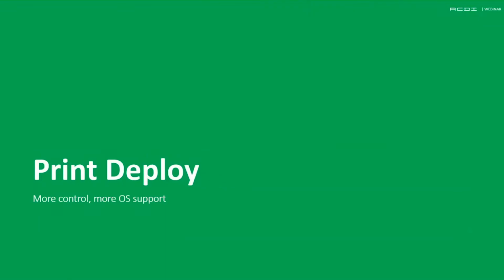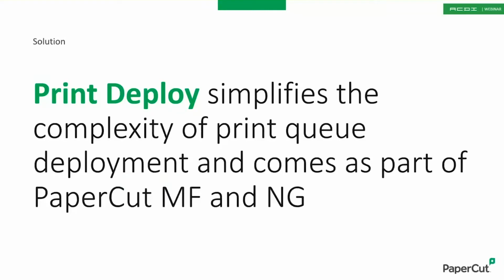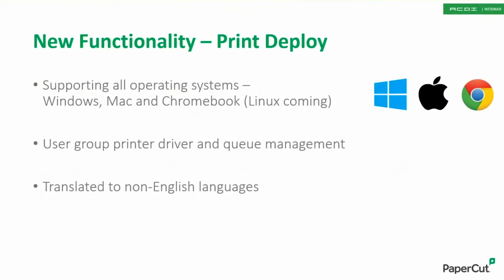Starting with print deploy enhancements with more control and more OS support. We're also finding out that over 1,000 installations are already using print deploy, one of the most used features of PaperCut already. As you know, print deploy simplifies the complexity of print queue deployment and comes as part of PaperCut MF and NG. As you may recall, print deploy started off by supporting Windows and Mac. Now managed Chromebooks are in the mix, with Linux coming soon.